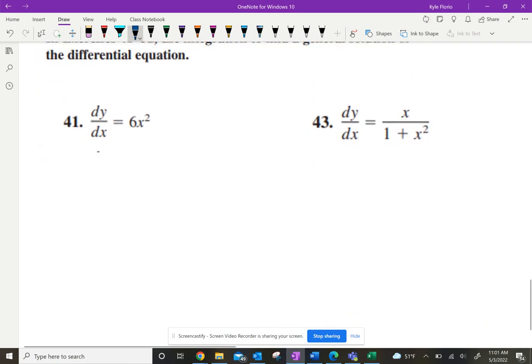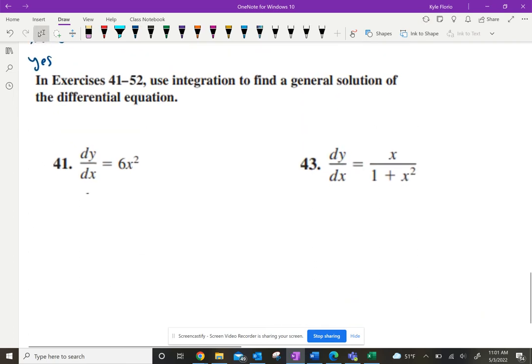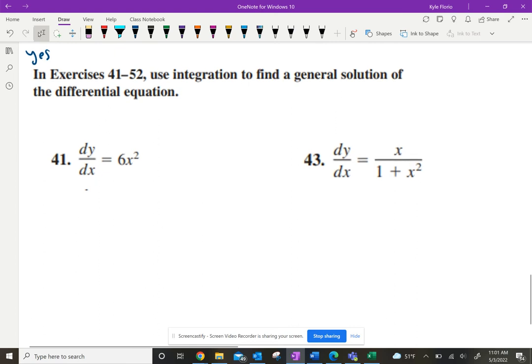All right, and then the last part of the homework is just solve these differential equations by integrating. So this is really just going to be a review. To find out what the original equation y is, we're just going to integrate. Before that, I want to make sure all my x's are together and all my y's are together. So in this first example, I can just multiply both sides by dx. So we have dy is 6x squared dx.